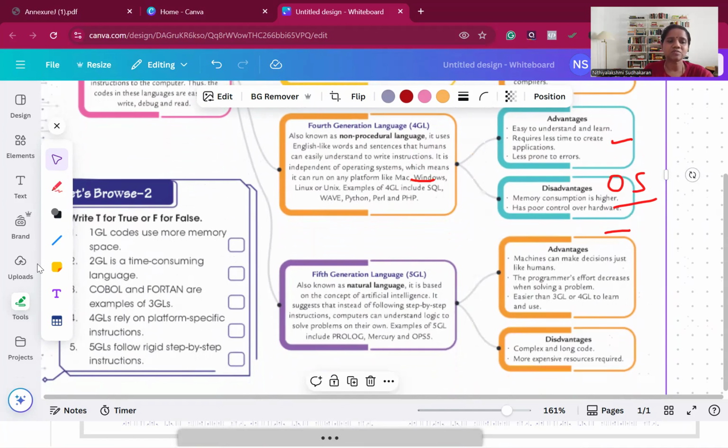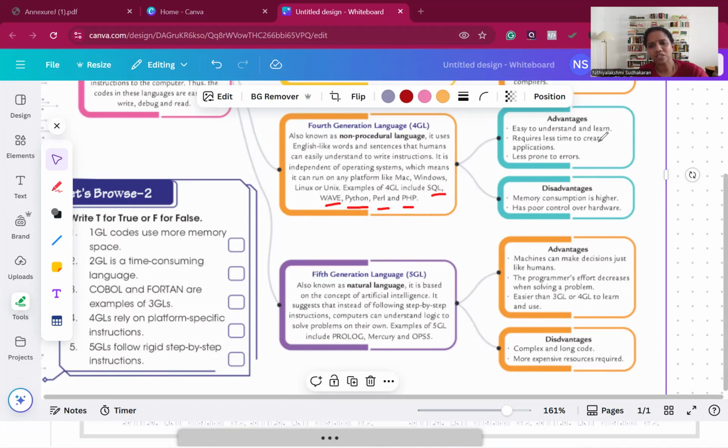It uses sentences more like the English we communicate in, and we can easily read and understand the instructions written. It runs on any platform, like MacBook, Windows, Linux, or Unix. Examples are SQL, Wave, Python, Perl, PHP. These are the examples of fourth generation language.